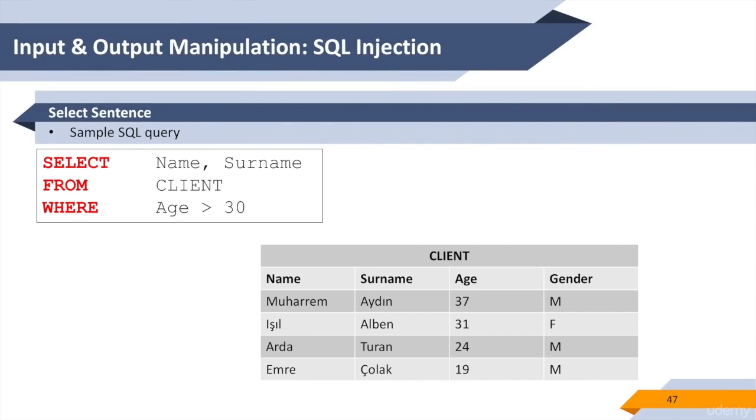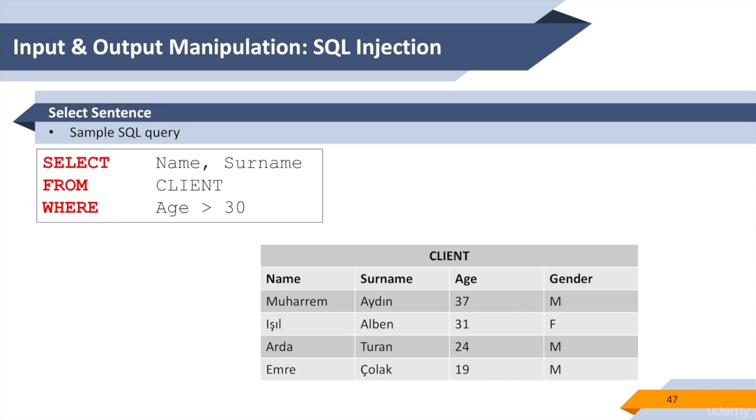Here, there is a select query example. The SQL select statement returns a result set of records from one or more tables. A select statement retrieves 0 or more rows from one or more database tables or database views. Select is the most commonly used data query language, or DQL, command.